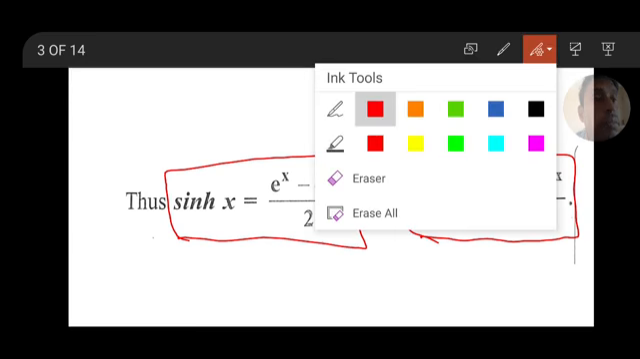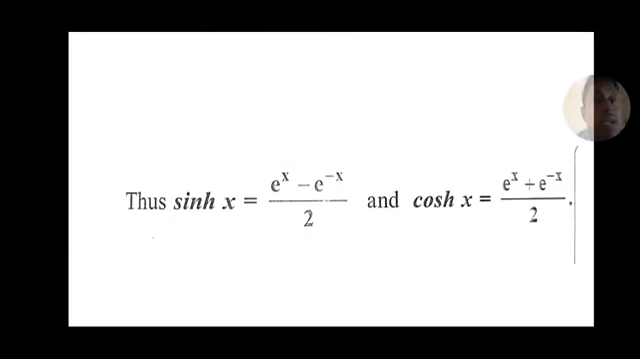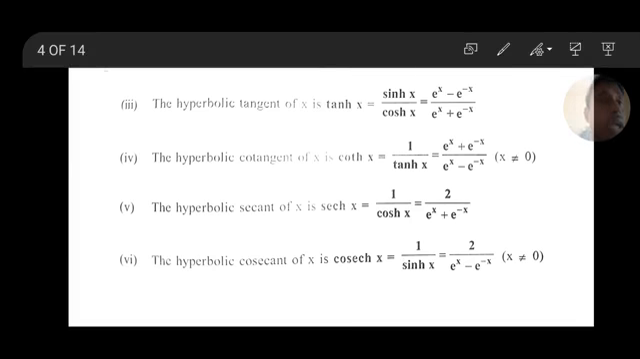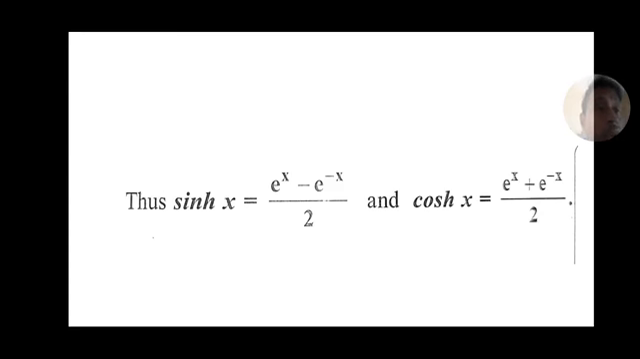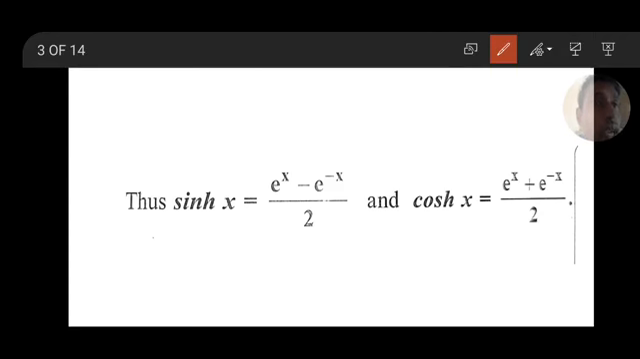Next, the remaining hyperbolic functions. Similarly, the hyperbolic tangent of x, denoted by tan h of x, is sin h of x by cos h of x. Similarly, tan theta equal to sin theta by cos theta. Here also tan h of x equal to sin h of x by cos h of x. If you divide the two values, sin h of x by cos h of x, we have e to the power of x minus e to the power of minus x by 2 over e to the power of x plus e to the power of minus x by 2.